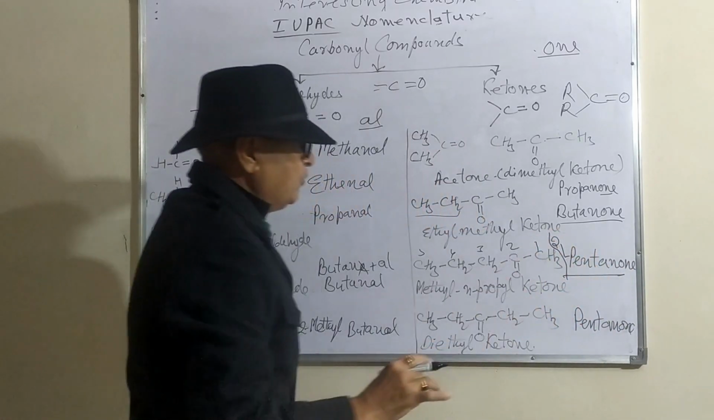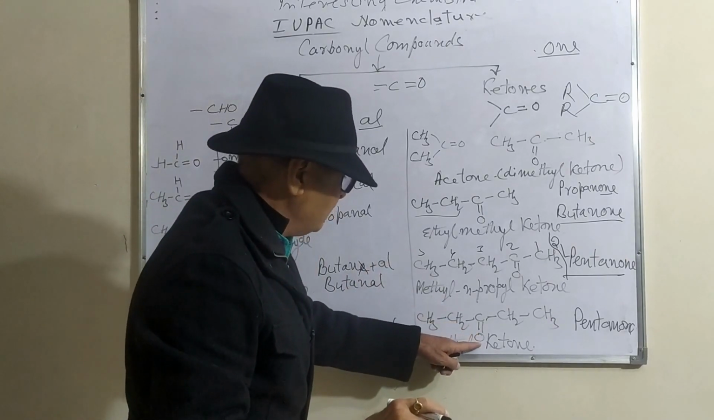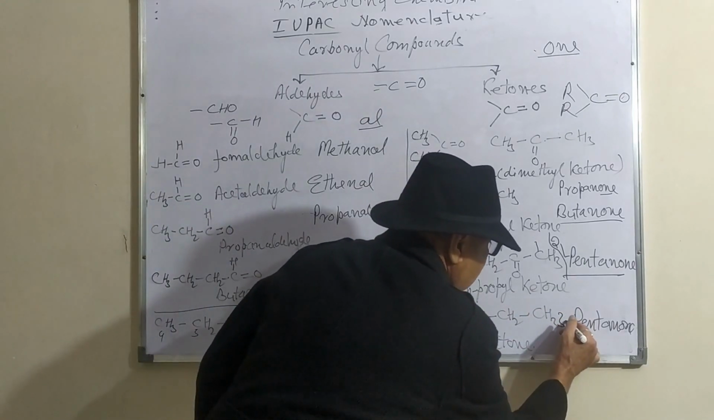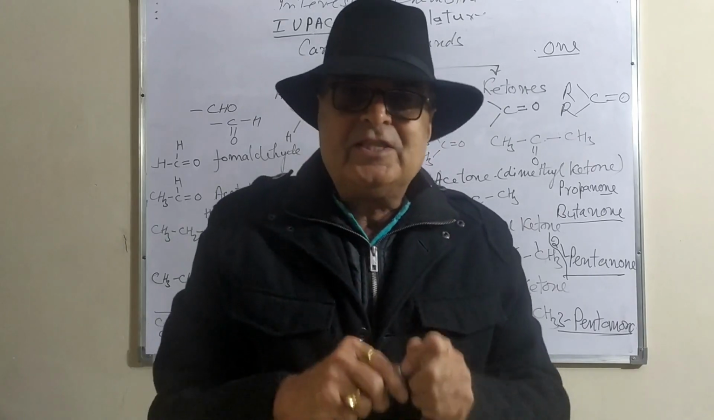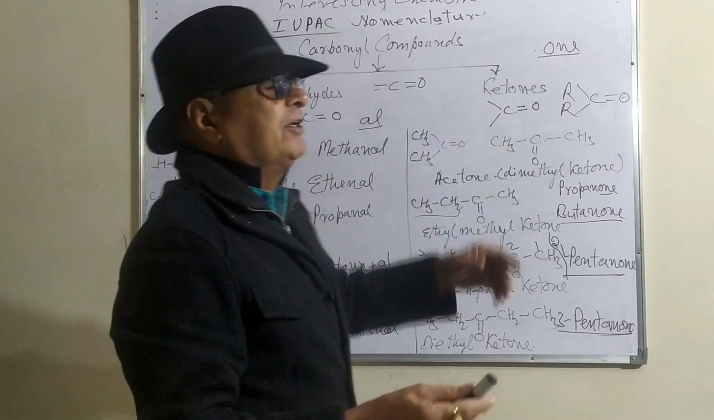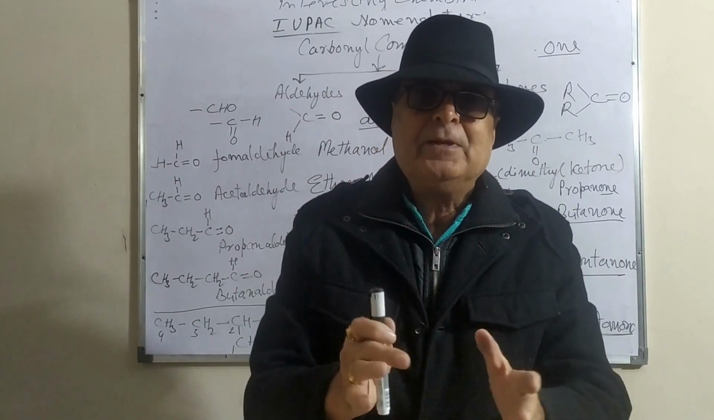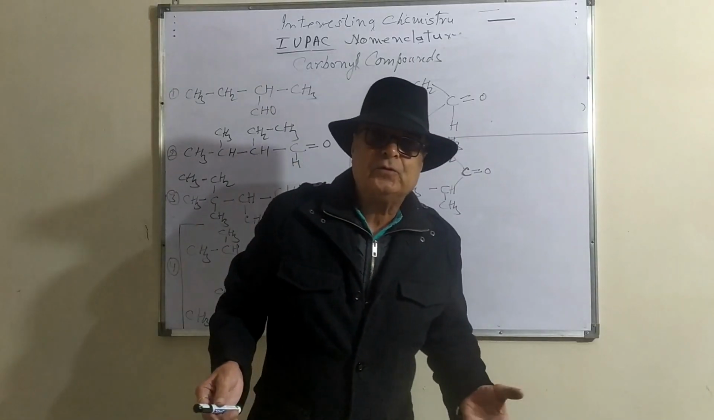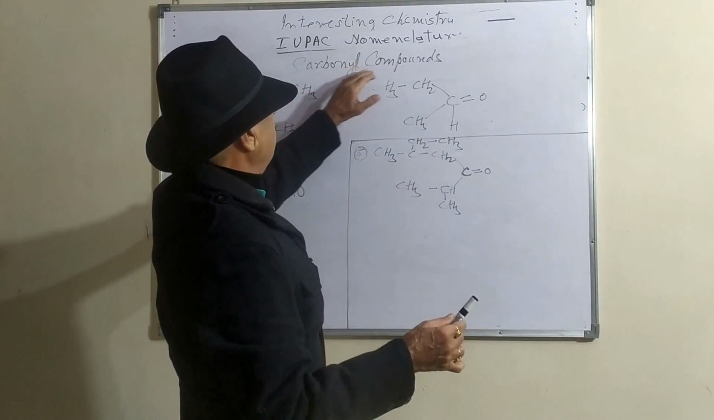The name of this compound will be 2-pentanone. And here, counting 1, 2, 3, the name of this compound will be 3-pentanone. In this way, I have told you about the nomenclature of aldehydes and ketones. And now I am giving you the next set of examples to make you understand. I have given you 5 examples of carbonyl compounds.